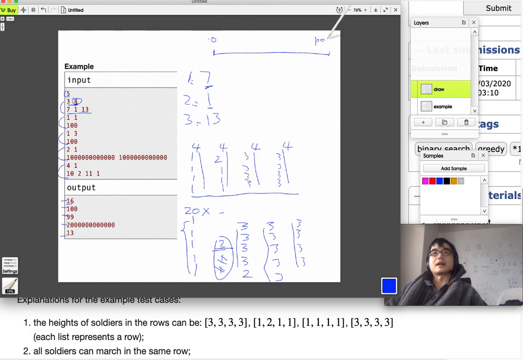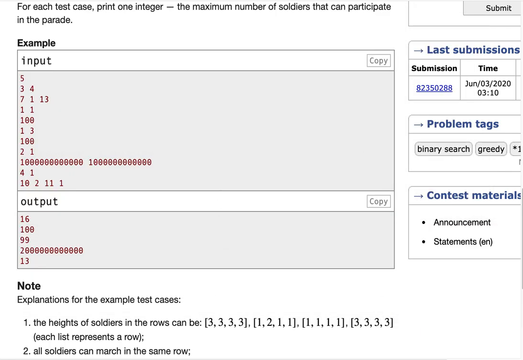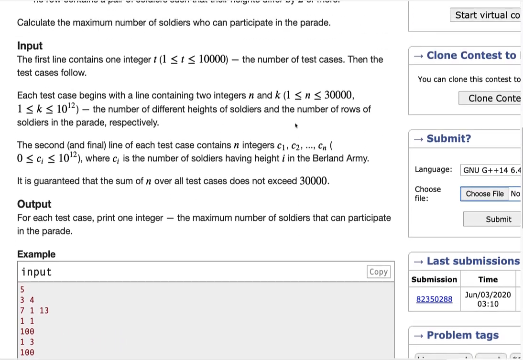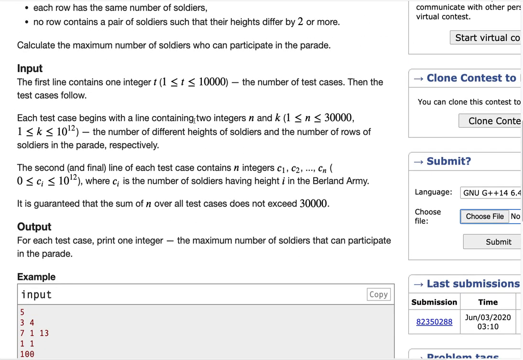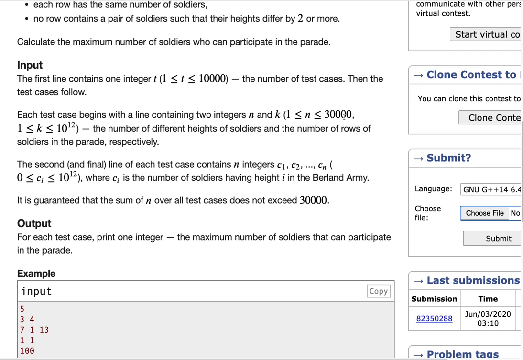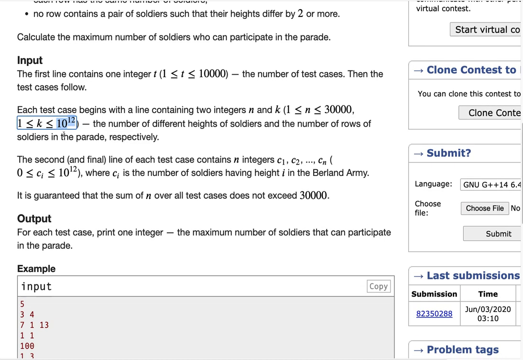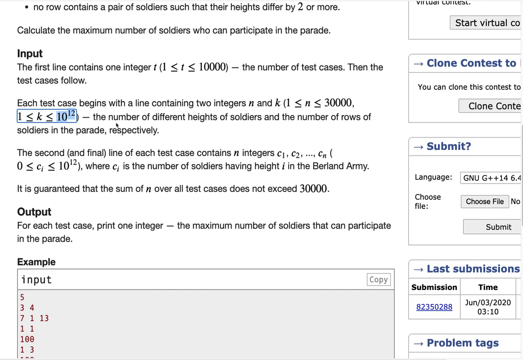The right is the extreme case that we have thousands and thousands of people in each row, right? So the upper limit is, let's see, what is the upper limit? Because the n's upper limit is 30,000, and this guy is 10 to the power of 12, right?